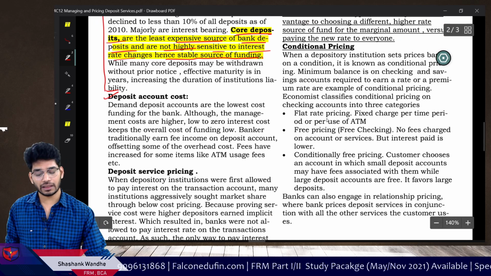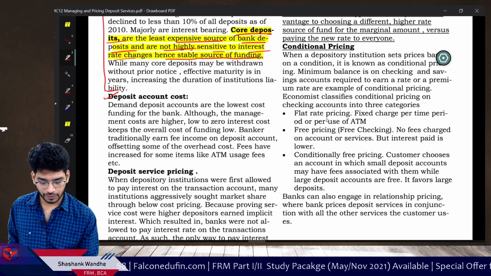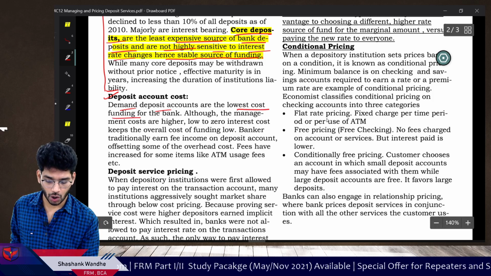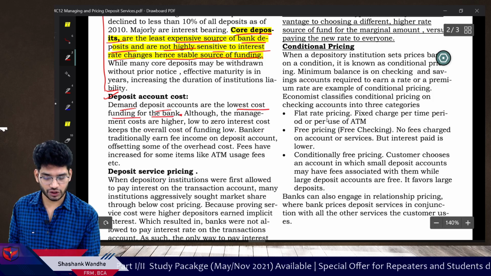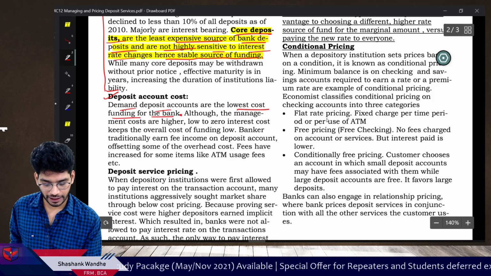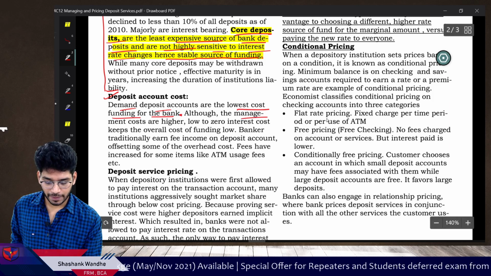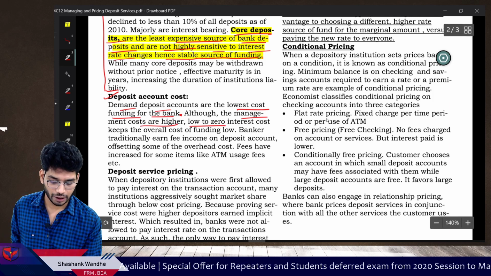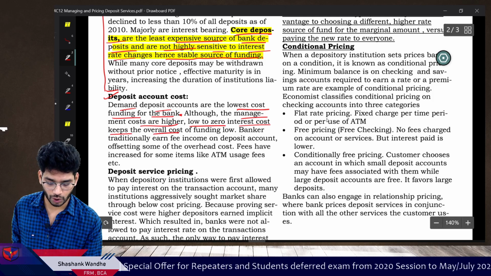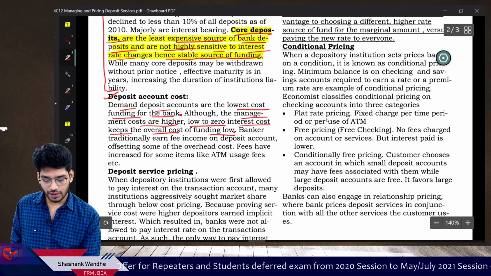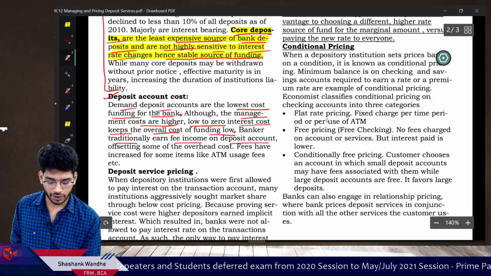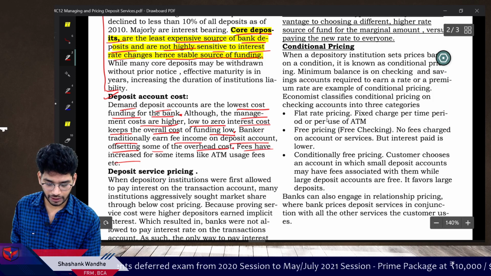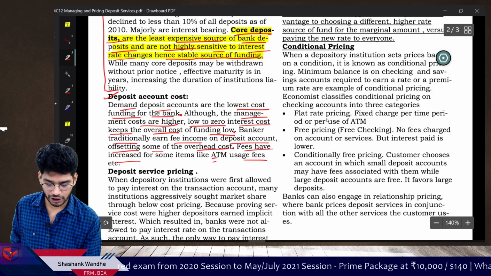What are the costs incurred in the deposit account by the bank? So demand deposit accounts are the lowest cost funding for the bank. If you just consider the account, this is the lowest cost funding. Although the management costs are higher because you allow frequent transactions, low to zero interest cost keeps the overall cost of funding low. Okay, so bankers traditionally earn fee income on the deposit account, offsetting some overhead cost. Fees have increased in some items like the ATM usage fees.